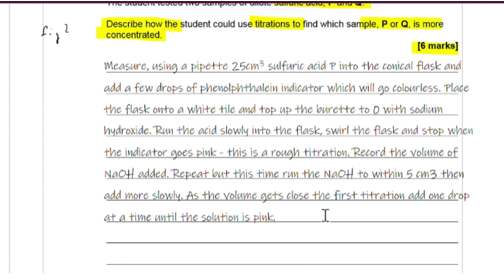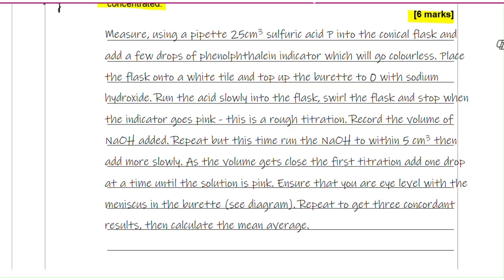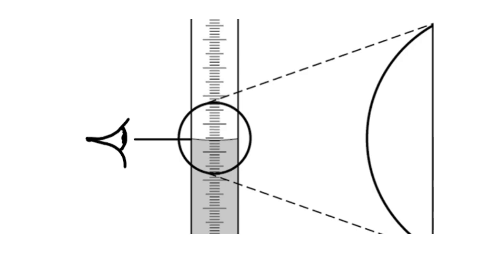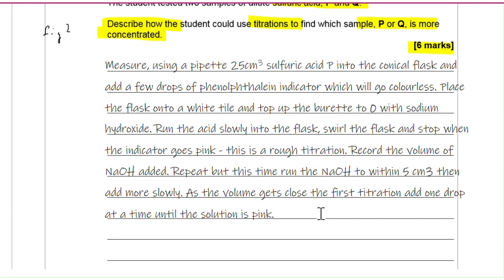As the volume gets close to the first titration, we add 1 drop at a time until the solution turns pink. Now it's important to remember that you get your eye level with the meniscus in the burette, and there's a diagram to show you that. And then we repeat this to get 3 concordant results.